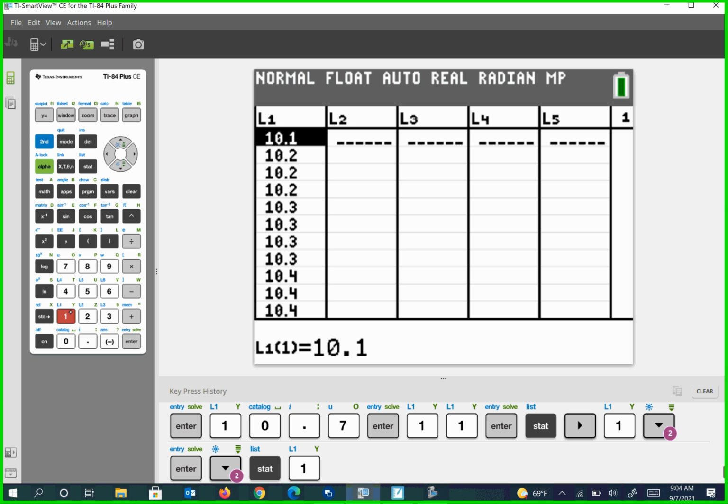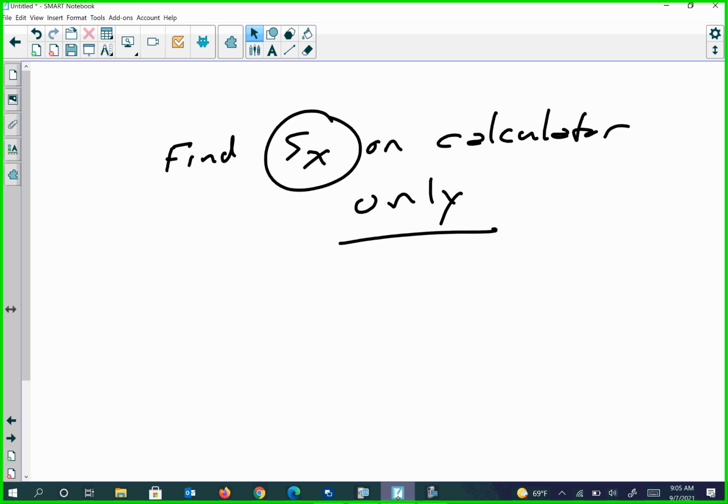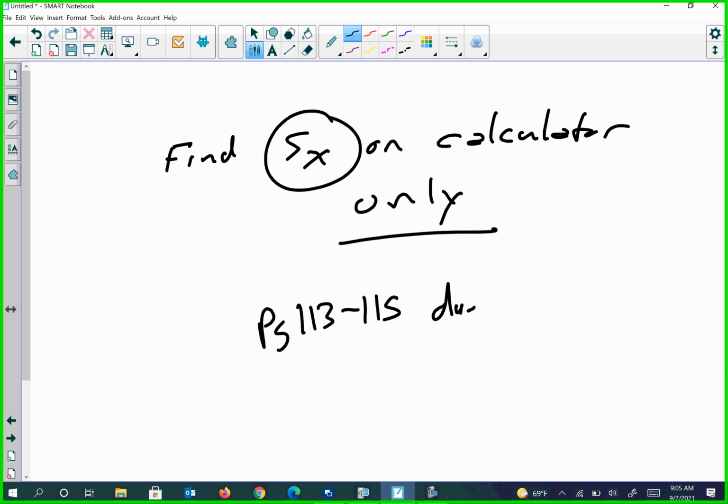So 1.7, which is 113 to 115. And I'll give you some time in class tomorrow. So we got 113 to 115. Do 20 minutes into the period tomorrow. Does that sound fair?